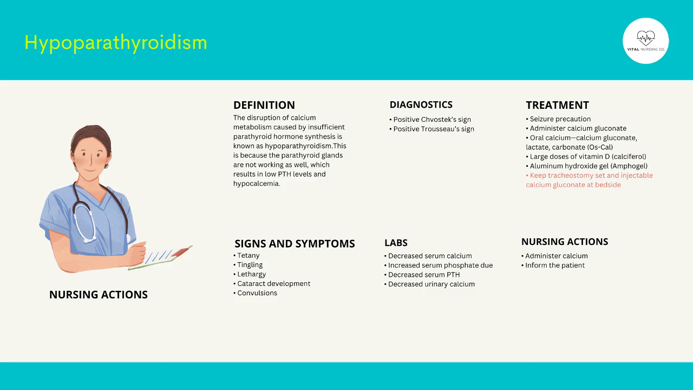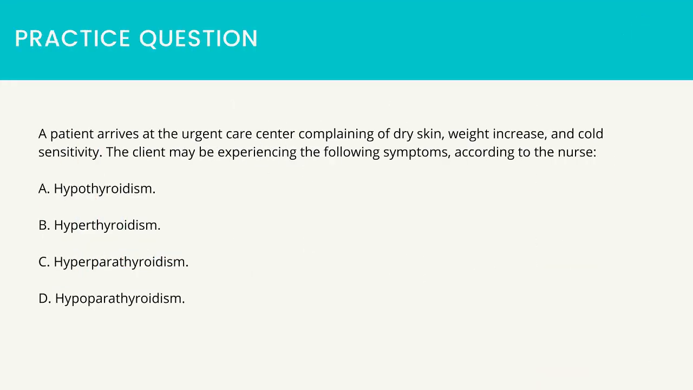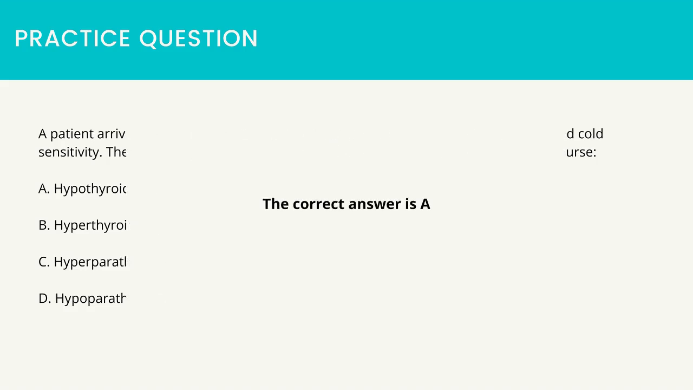All right, well, you made it to the end of the video. Back to that question at the very beginning of the video. A patient arrives at the urgent care center complaining of dry skin, weight increase, and cold sensitivity. The client may be experiencing the following symptoms according to the nurse: A. Hypothyroidism, B. Hyperthyroidism, C. Hyperparathyroidism, D. Hypoparathyroidism, and the answer is A.